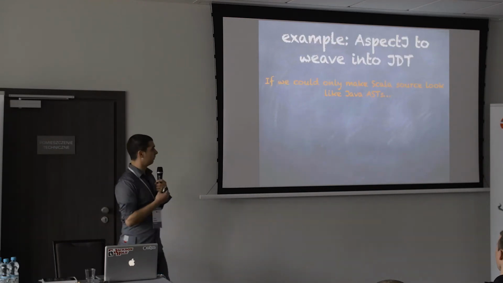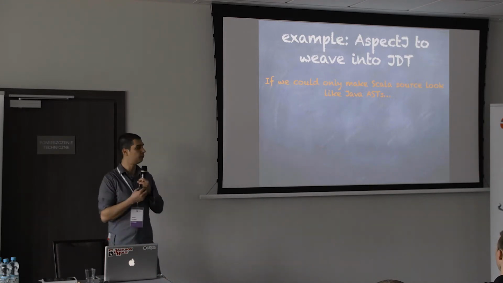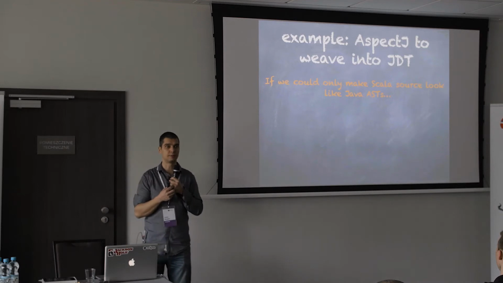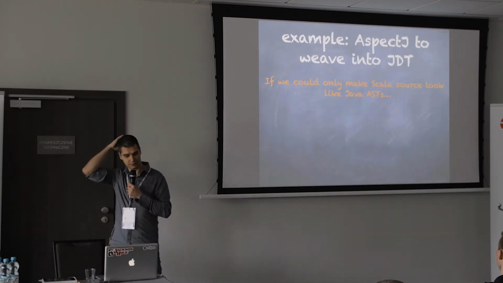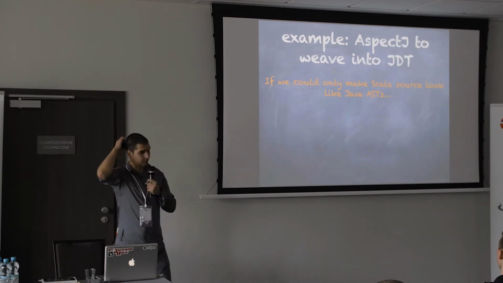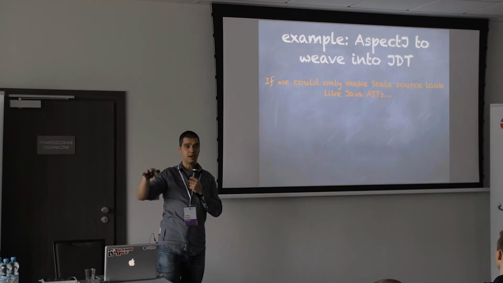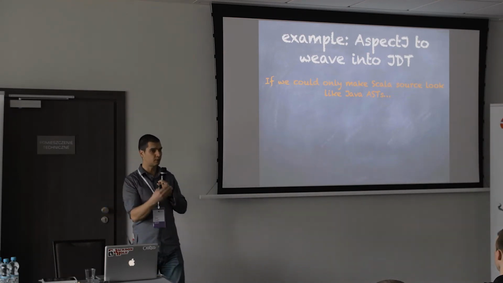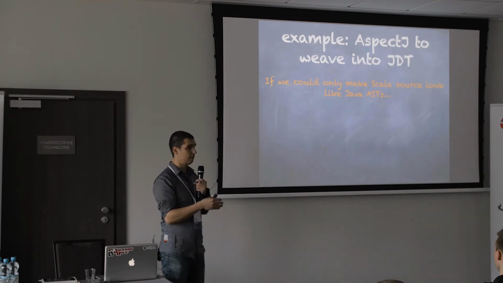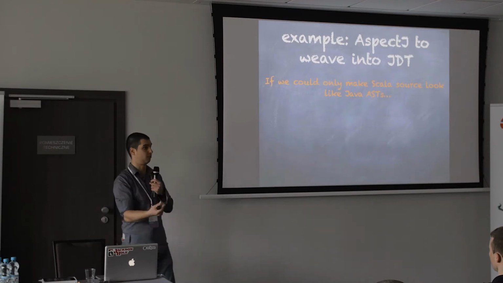So an example, what do I mean? One of these shortcuts that we wanted to fix. How many of you have used AspectJ in your life? Okay, quite a lot of people. So the idea, which I think was very bright, was let's use AspectJ to weave into the Java tooling, the Java plugin on Eclipse. And you know, if we could only make Scala source code look like Java, everything would come for free. All the features in the Java plugin for Eclipse would just work for us, right?